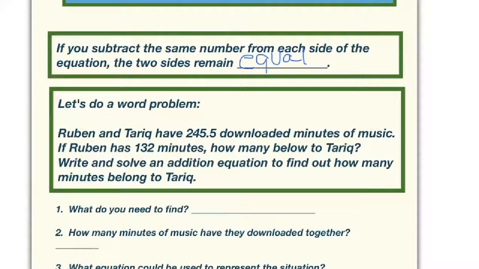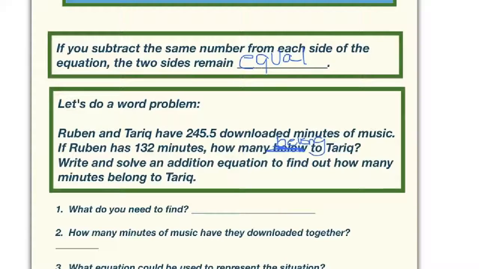Ruben and Tariq have 245.5 downloaded minutes of music. If Ruben has 132 minutes, how many belong? Oh, I meant to say how many belong to Tariq. Let's just fix that. Hopefully, you will catch my error and also fix it.